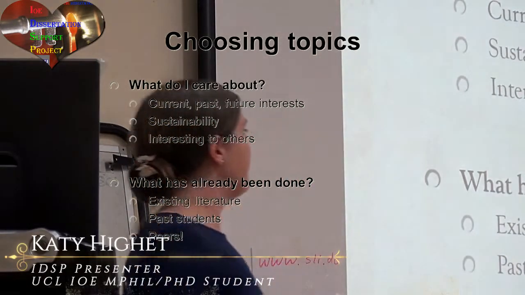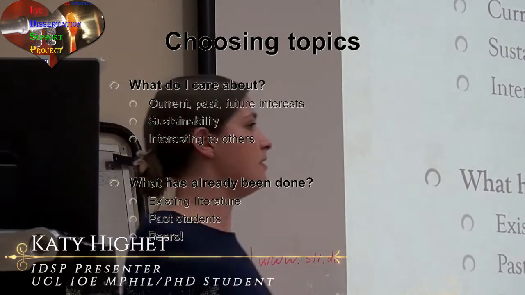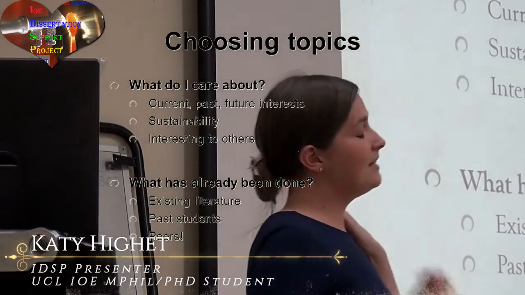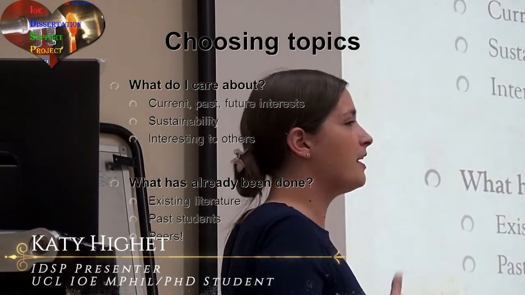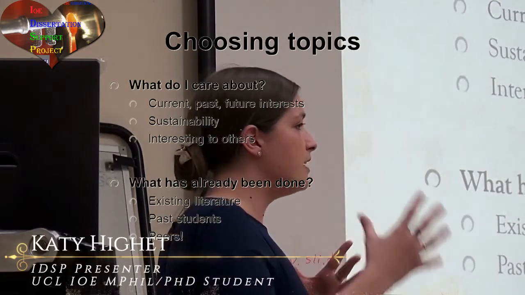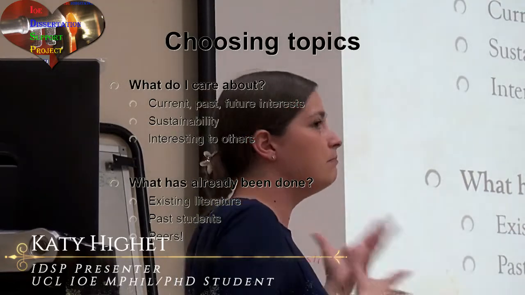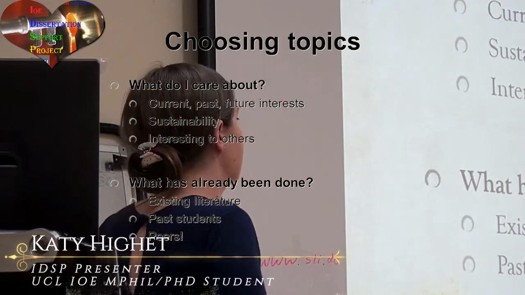The next piece of advice would be to check out what has already been done. Existing literature, if you've got a vague idea, find out who the key writers are, find out what the key concepts are, have a read around, see what the current modern debates are around that subject.